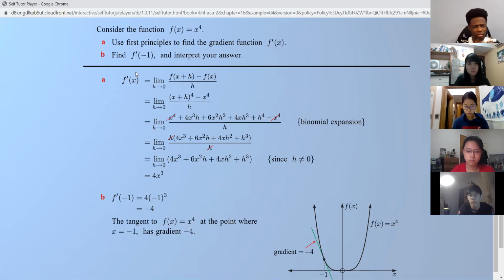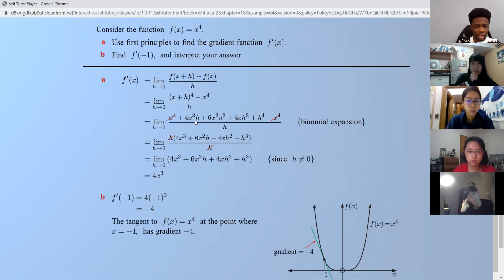So you'll be given different functions. All you have to do is remember this. Always state this first. By first principle, f prime of x is given by limit of blah blah blah. Then you already know your function. You substitute. This is simply substitution of the function. Then you use your binomial expansion. You learned this in topic 1. You simplify.